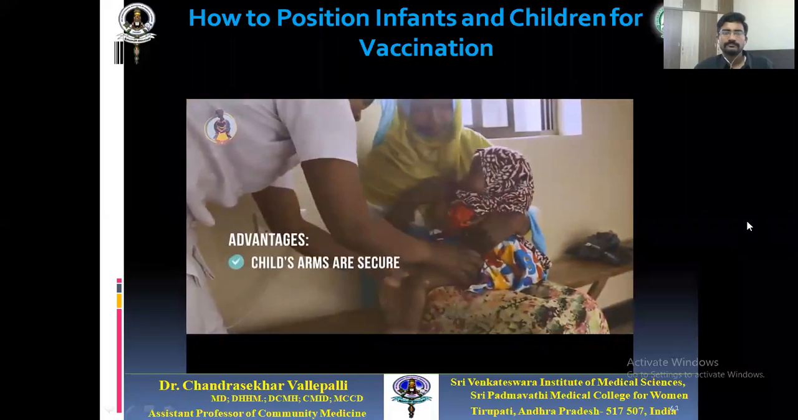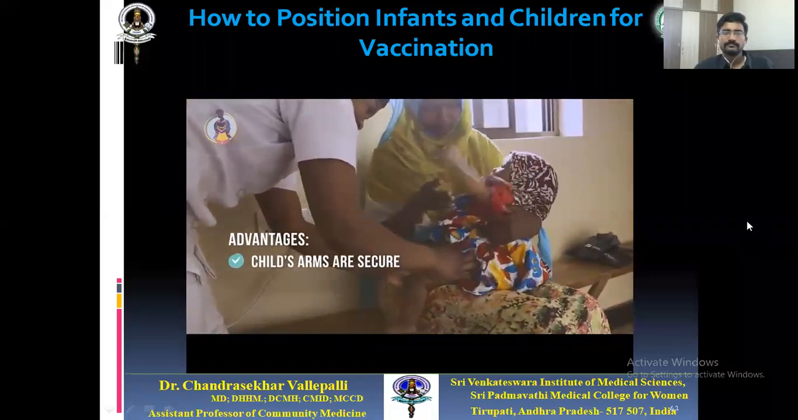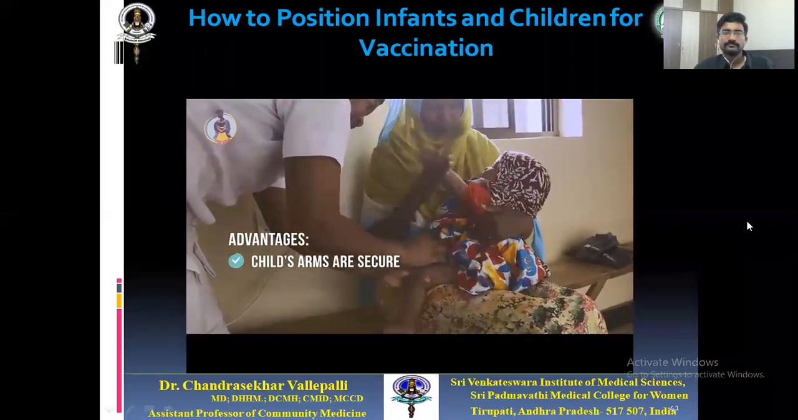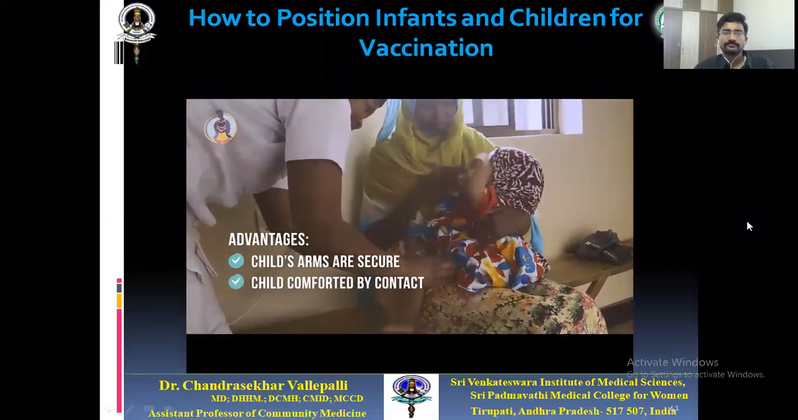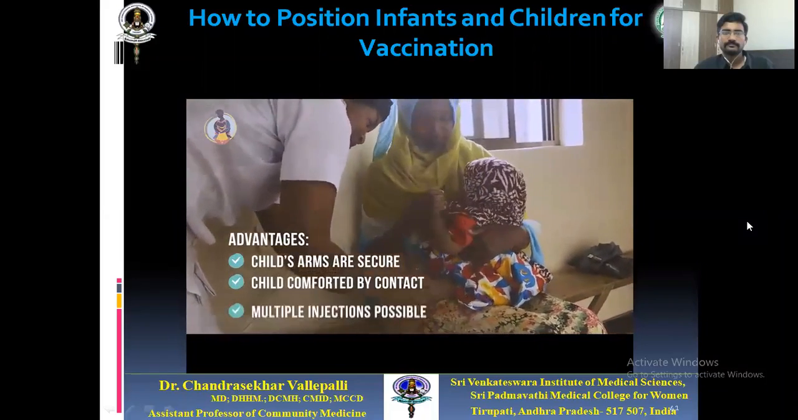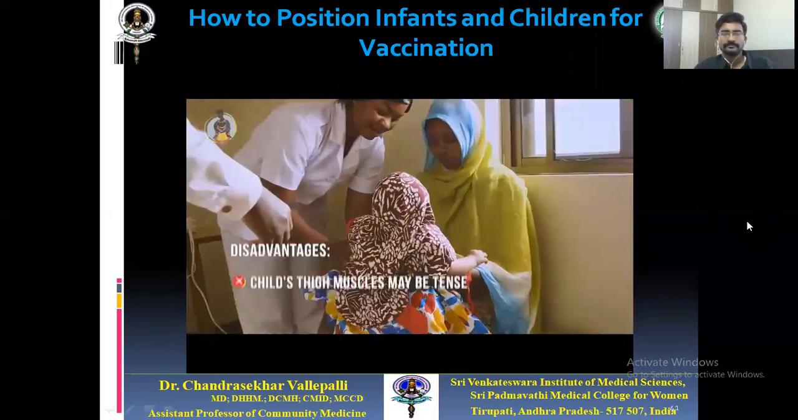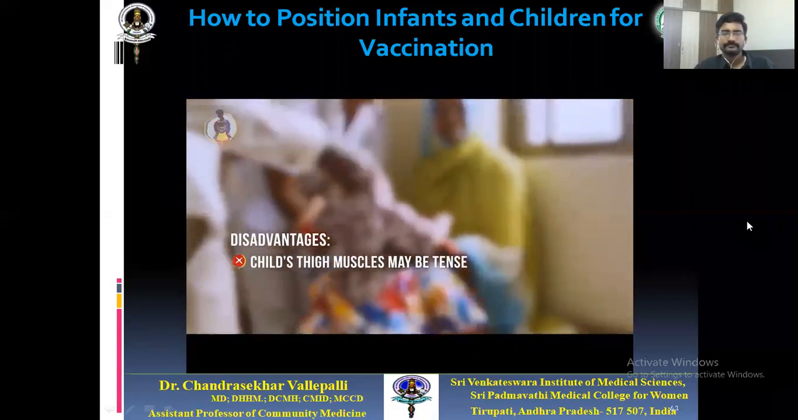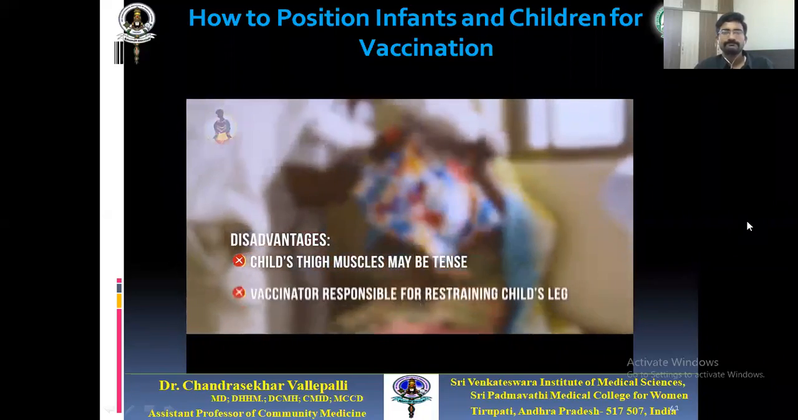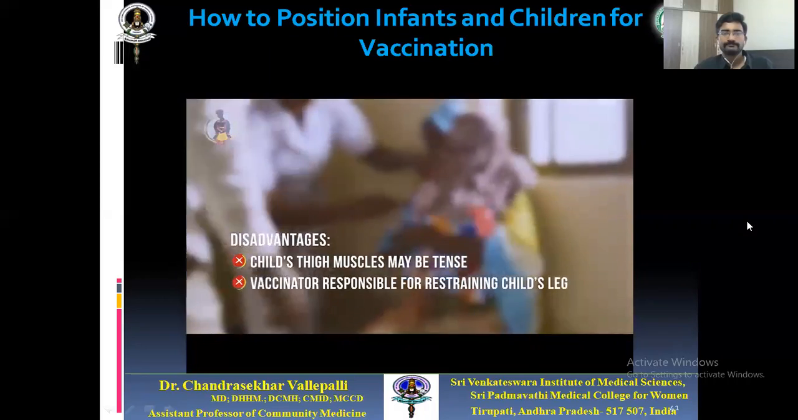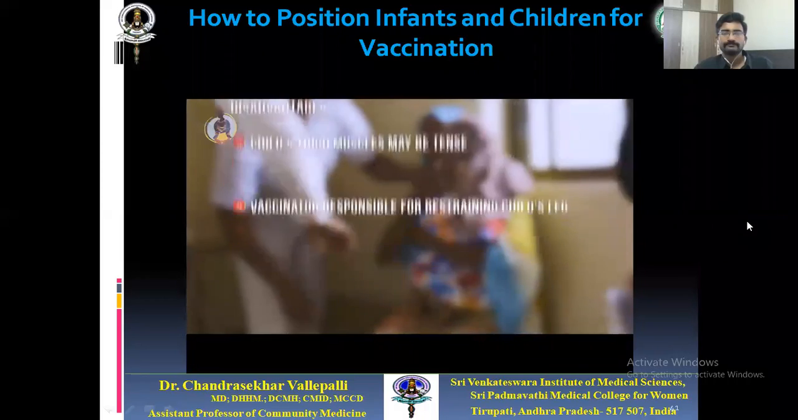The advantages of this position are that the child's arms are tucked securely under the caregiver's arms, the child is comforted by close contact, and multiple injections are possible without changing position. A disadvantage is that the child's thigh muscles may be tense, and unless the caregiver helps, you will be responsible for restraining the child's leg.